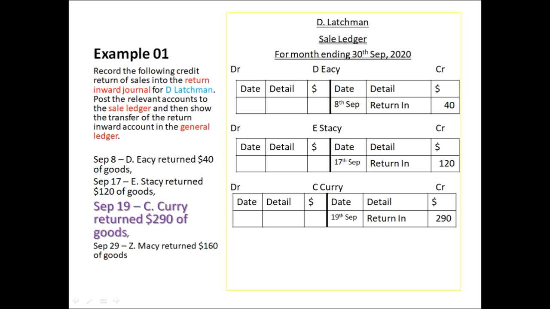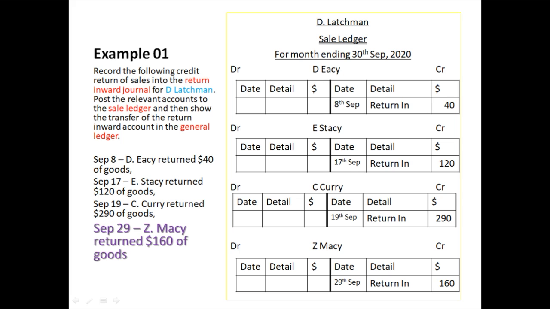On the 19th of September, C. Curry returned $290 of goods. Since the person is returning goods to us, we record it on the credit side. On the 29th of September, Z. Marcy returned $160 of goods. Again, the person is returning goods, so they are losing goods out of their business, and we record it on the credit side of the sales ledger.